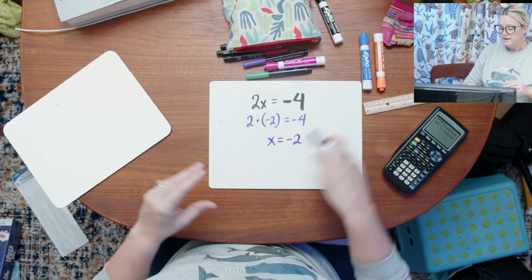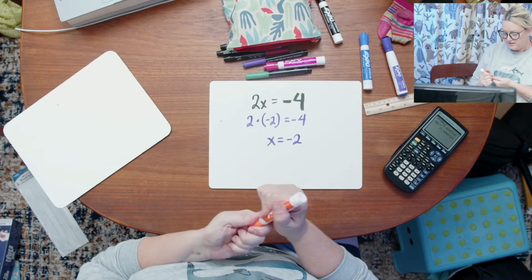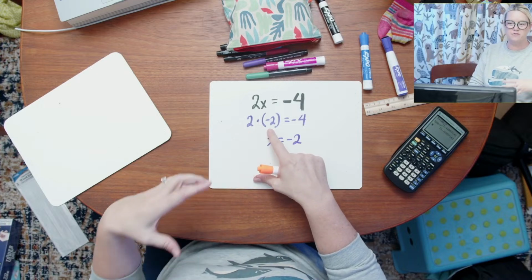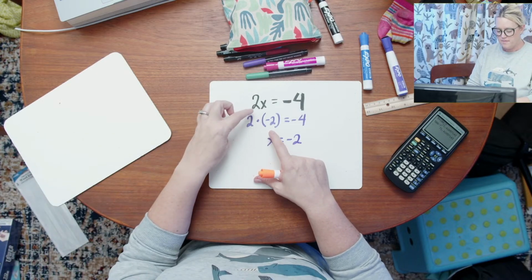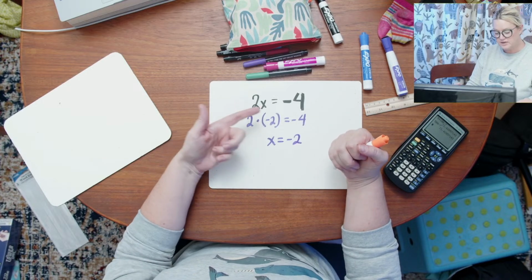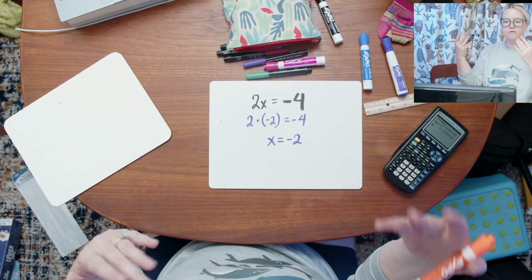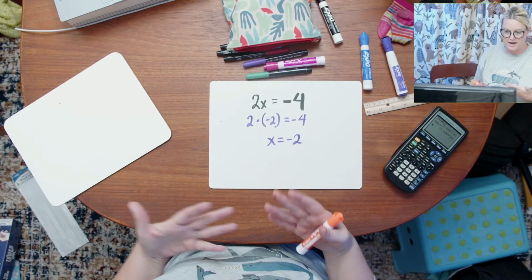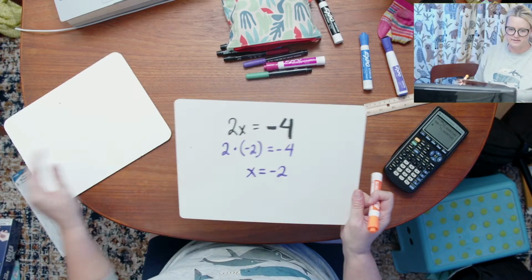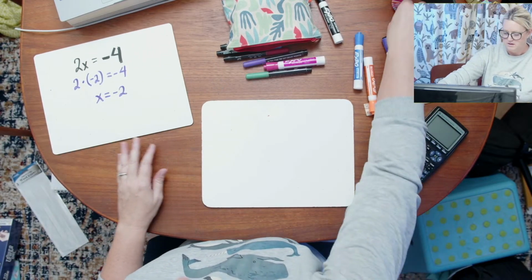Okay. The other way you can do that is if you start with 2x equals negative 4, right? This way you can just kind of see it. But otherwise you can divide both sides by 2. Because if 2 times a number is negative 4, then negative 4 divided by 2 gives you negative 2. Okay, so just a couple different ways to do that.